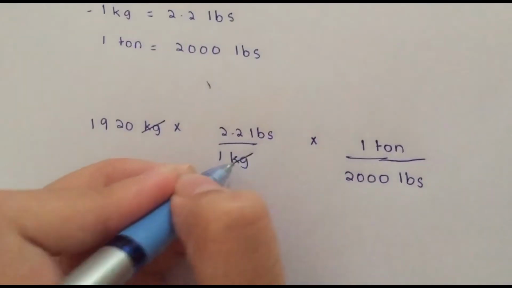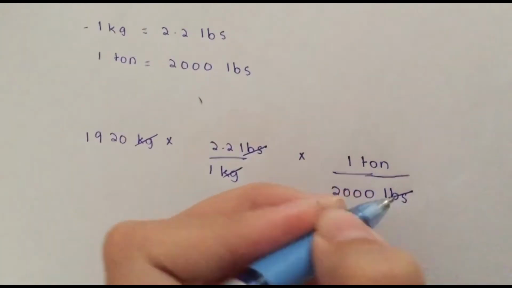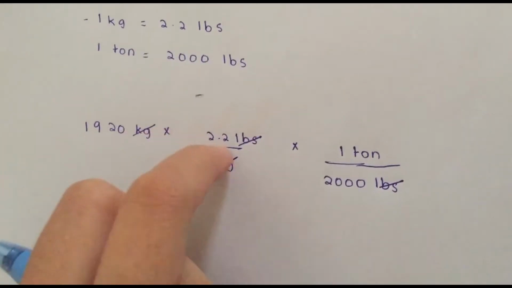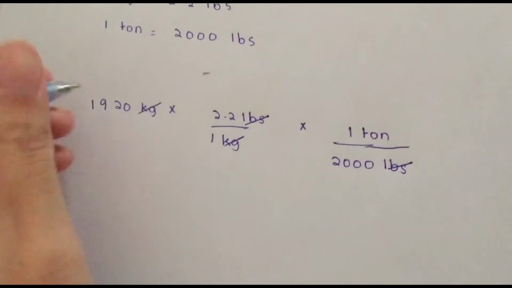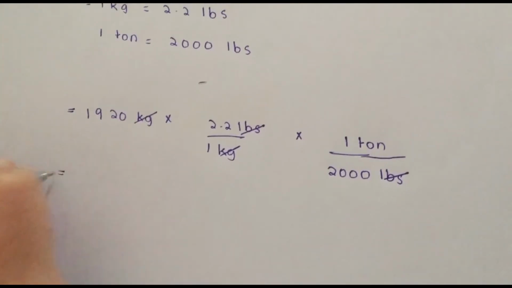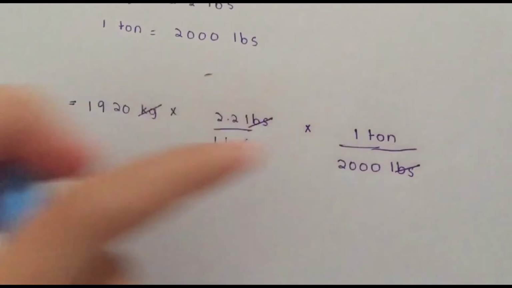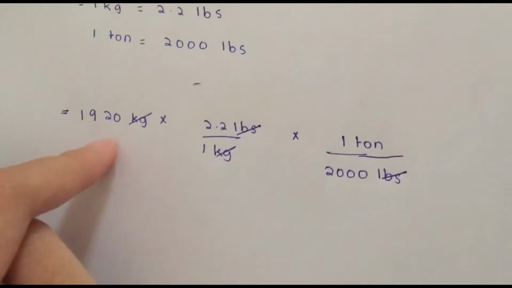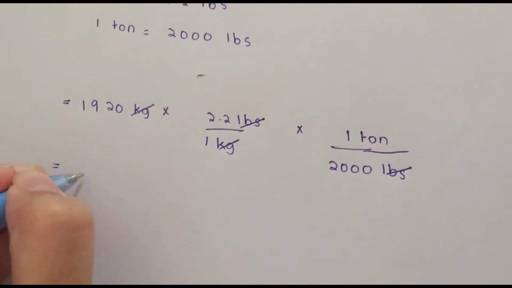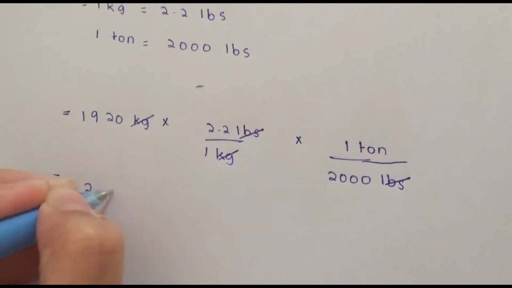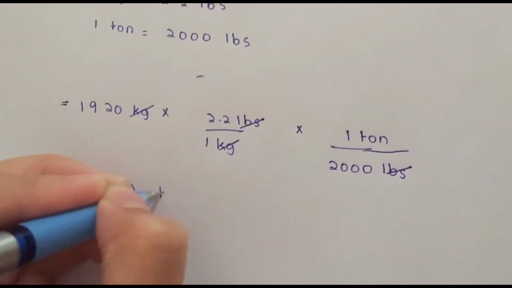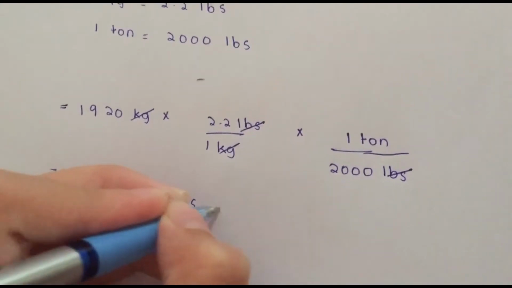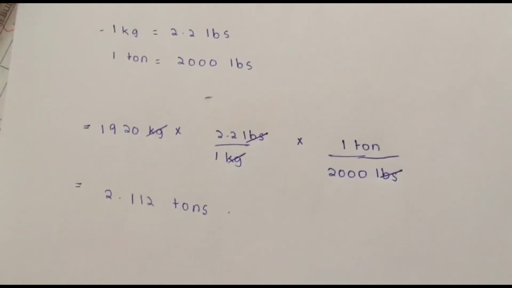So we can cancel out these and just multiply the three equations. We get 2.112 tons. That's it. You see, right?